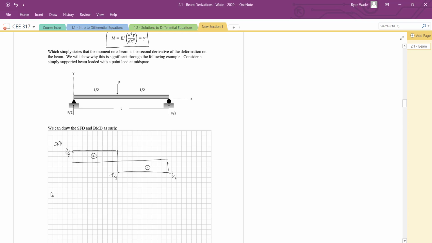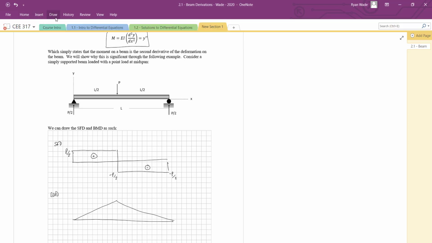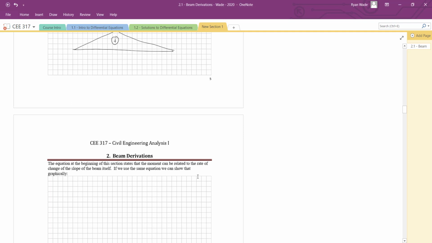And then our bending moment diagram is just going to look something like this. And that would be PL over 4, I believe. Anyway, I'm going to erase that. I'm not going to, it doesn't matter. But that's our bending moment diagram. So we've got two triangles, essentially, is what we're dealing with.